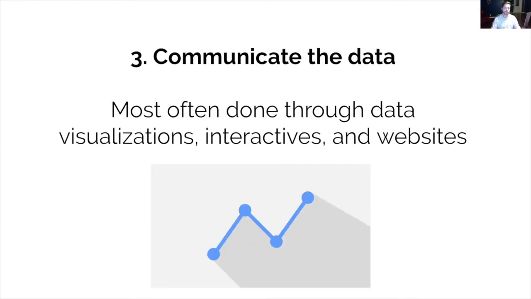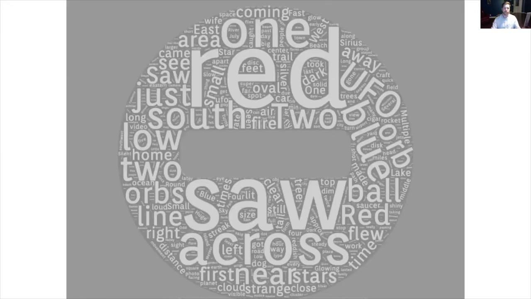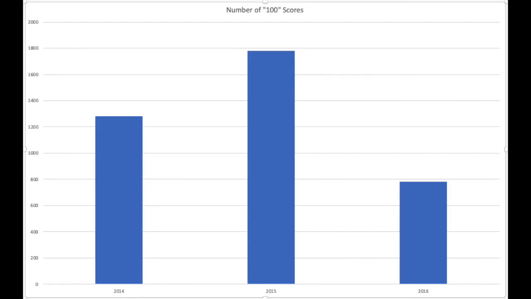The third part of the data journalism steps is to communicate the data. Most often, this is done through data visualizations, interactives, and websites. And so it allows the user to visualize the data in a unique way. This is a word cloud that I made using all the different descriptions of UFO sightings. And so this could be another way that you visually represent a story and communicate the data in a visually appealing way. And these are both examples of infographics, information in a graphic.